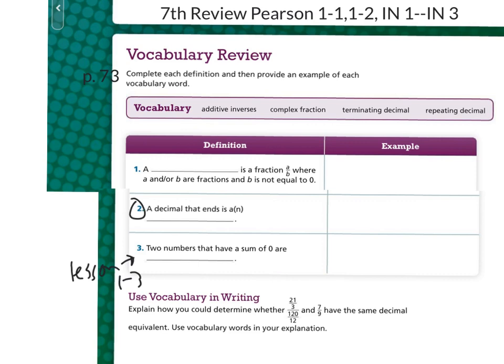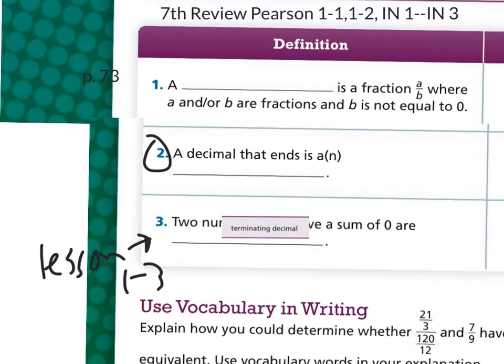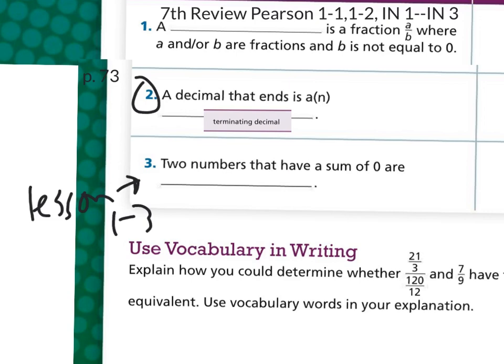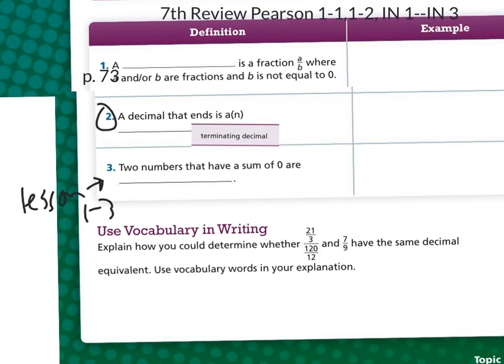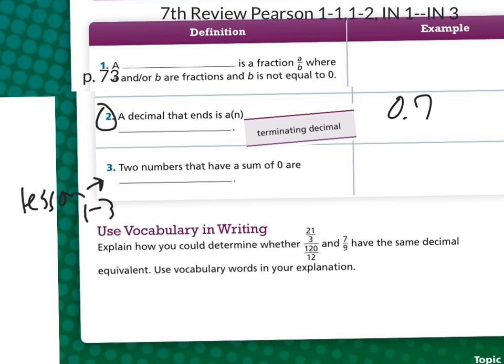Number 2, a decimal that ends is a or an. So if we look at the word bank up there, we can see which one this would be. And so that would be a terminating decimal. A terminating decimal is a decimal that ends. Okay? And if we wanted to, they've got a spot for an example here. So an example of a terminating decimal, we could have like 7/10. That would be a terminating decimal.